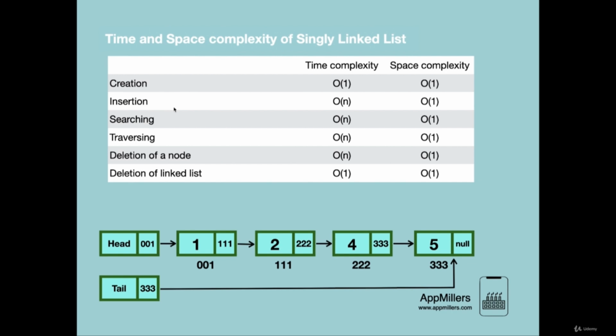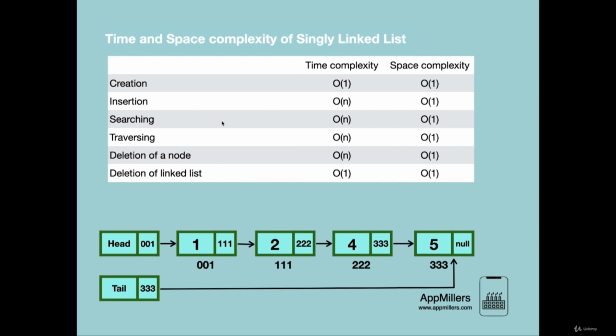Now the next operation over here is insertion. And we have learned that the time complexity for this operation in the worst case is O(n). The reason for this is that if we want to insert a new node in the middle of a single linked list, we have to traverse starting from the beginning till we reach the location where we want to insert the new node. So in the worst case, this might take O(n) time complexity. But the space complexity for insertion is O(1) because we just need to create one node.